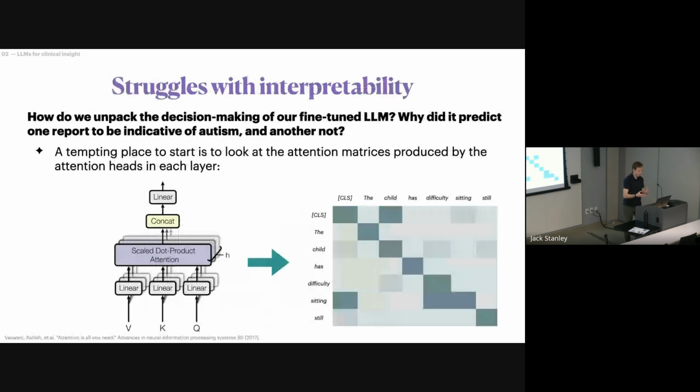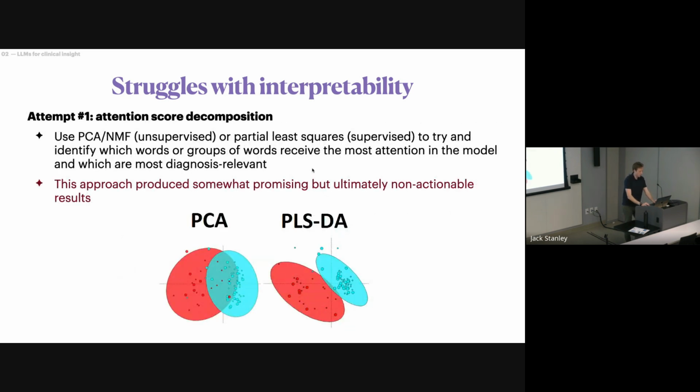So next, moving on to the interpretability, we wanted to try and unpack the decision-making of the fine-tuned LLM. Why did it actually predict one report to be indicative of autism and another not to be? So, of course, a tempting place to start is to look at the attention weight matrices produced by the attention heads in each layer. This is calling back to what I was talking about in the introduction. Maybe we can decompose these attention matrices, because they have significant low rank structure, into major factors of variation that can give us more insight into the diagnosis.